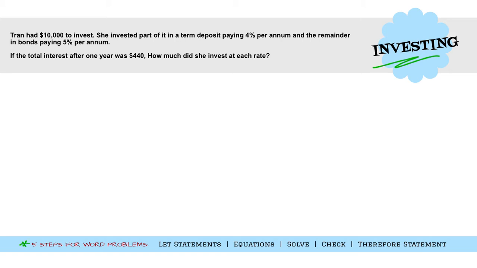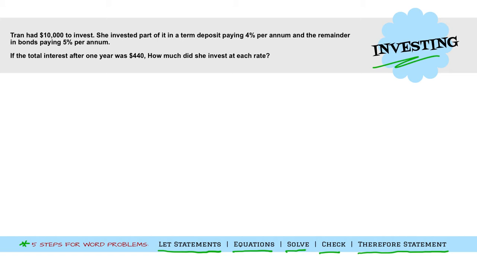The first step is to create 2 let statements or define your variables. Then you're going to create 2 equations, solve for each variable, check each variable, and then answer the question posed in the word problem. Tran had $10,000 to invest.